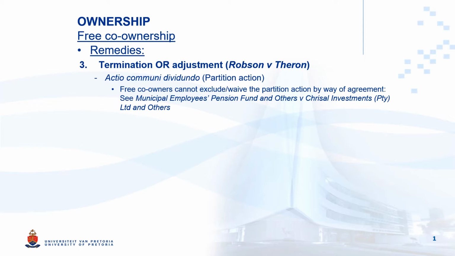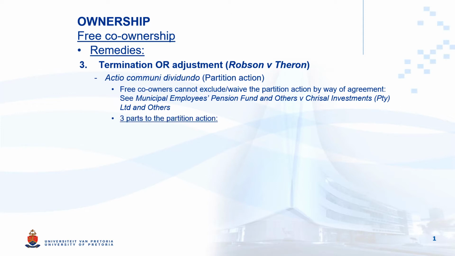Now, in this regard, co-owners may, however, agree that the property may not be divided or that the co-ownership may not be terminated for a reasonable time, for instance, a year or so. But a clause like this cannot completely waive this right. So it's fine if the co-owners agree that the parties are not allowed to terminate the co-ownership, for instance, for the first 6 months of the agreement or the relationship. But an absolute exclusion of termination is not valid.